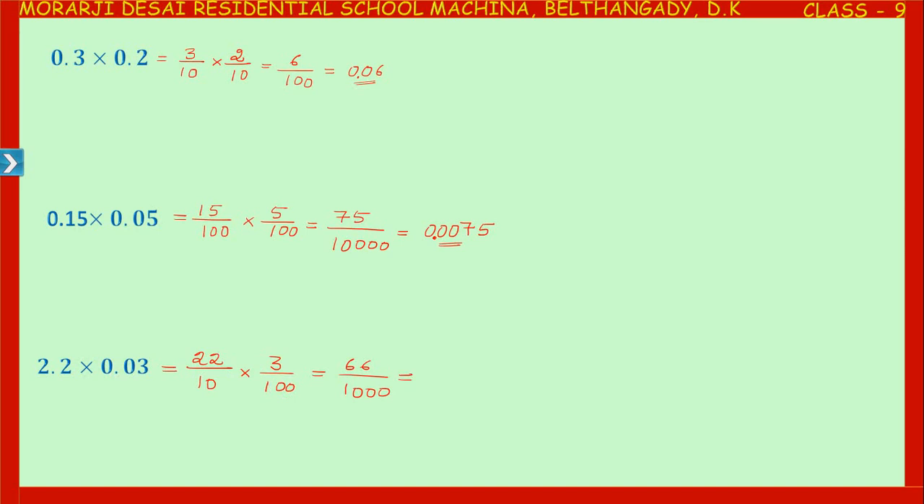Now convert this into decimal. Number of digits in the denominator. How many digits are there? 1, 2, 3, 4. In the numerator we have only 2 digits. Add zeros on the left side. Now look at the number of zeros after the decimal point. 1, 2, 3. So after the decimal point 3 digits should come. 1, 2, 3. So I have to put the decimal point here. That is 0.066.